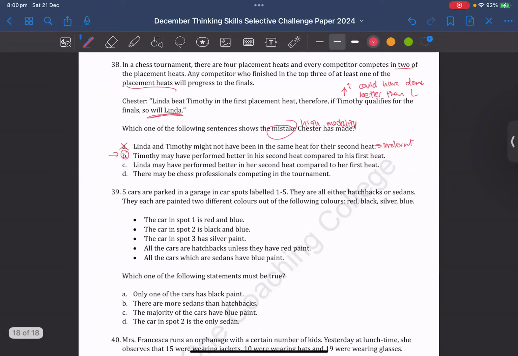So similarly, Linda may have performed better in her second heat compared to the first heat. This is actually not the mistake. It's the opposite of what we're looking for, which is why that's wrong. And for D, there may be chess professionals. I think this one would be the first one I eliminated because it's quite irrelevant.